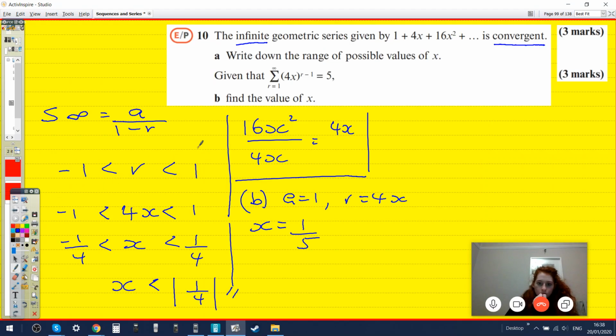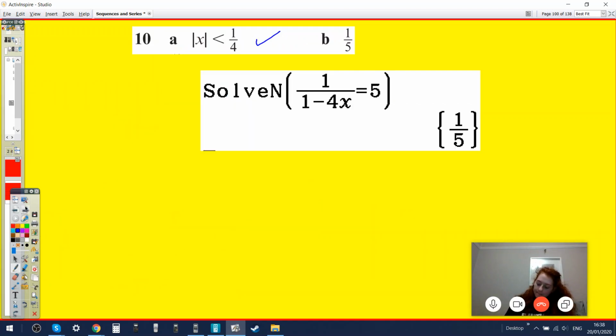So same thing again. This time you're using the sum to infinity formula. If it's an infinite geometric series and it's convergent, you're using sum to infinity, and r is between 1 and minus 1. Okay.